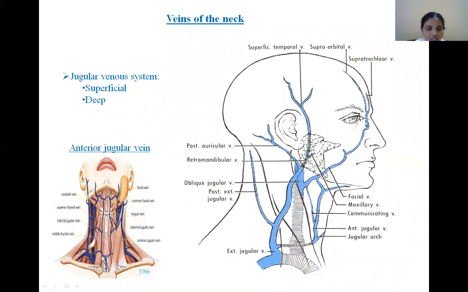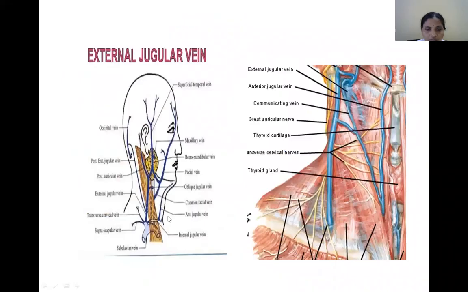And between the two anterior jugular veins there is a venous arch, which is known as the intervenous communication. This is the communication between the two anterior jugular veins, which is also known as the jugular arch. It is an important content of the suprasternal space, or space of Burns. So this is the anterior jugular vein.